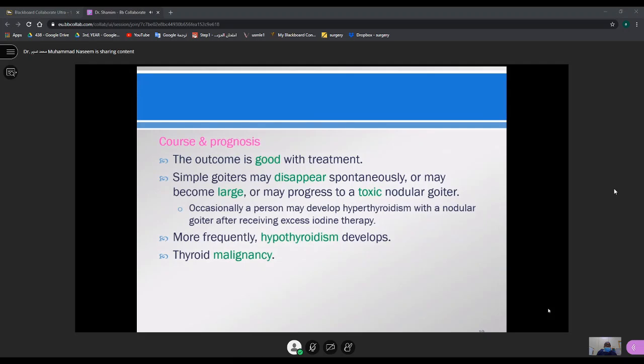What is the course and prognosis? The outcome is good with treatment. Simple goiter may disappear spontaneously or may become large and progress to a toxic nodular goiter. Occasionally, a person may develop hyperthyroidism with a nodular goiter after receiving excess iodine therapy. More frequently, hypothyroidism develops, and thyroid malignancy in the long run.